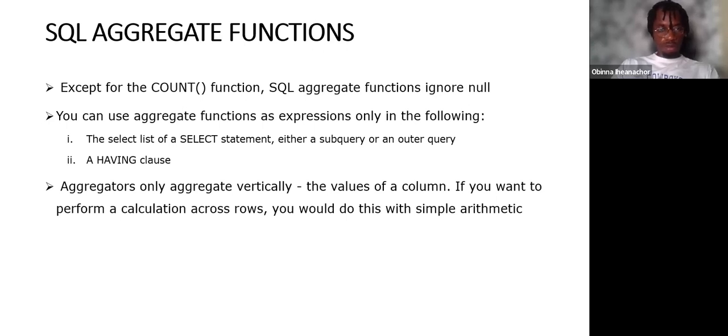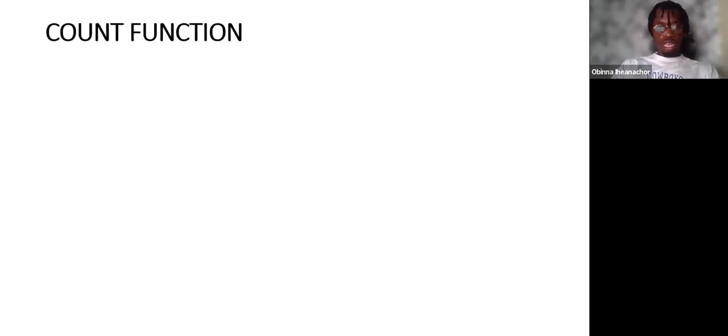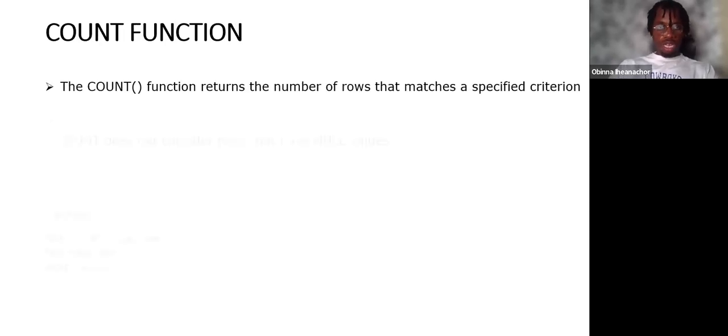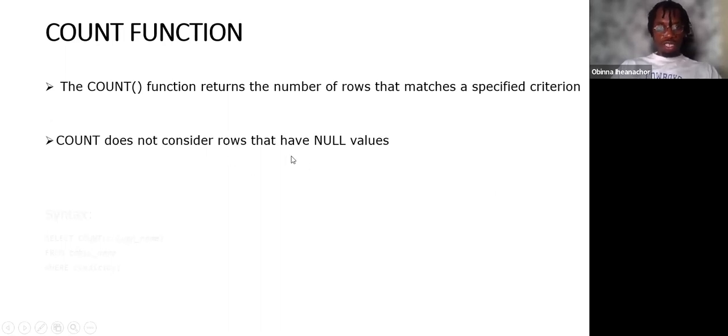which we've looked at in previous lessons. So let's look at the very first aggregate function, the count function. As the name implies, it returns the number of rows that matches a specified criterion. And count does not consider rows that have null values. I'll explain a bit. So the syntax for count: select count, in brackets you put the column name you want to count, from your table, and then you can put whatever conditions you want to specify.